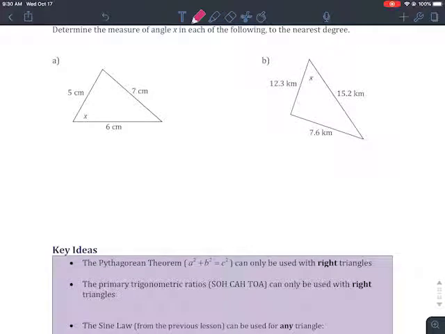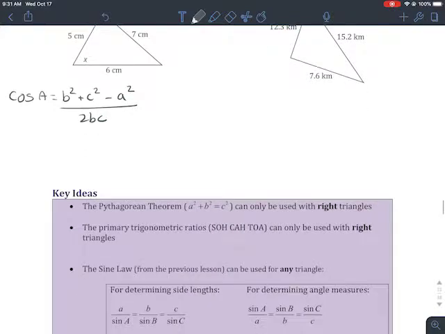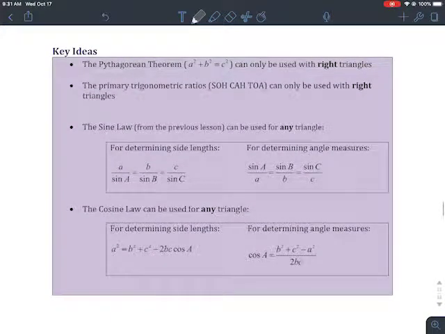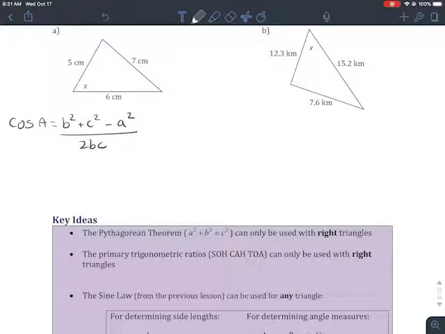Down below, determine an angle. So this time I have all three sides, and I'm trying to find the missing angle. So here's what my formula looks like. Cosine of my angle that I want to find is equal to b squared plus c squared minus a squared over 2bc. Okay, and that formula will be given to you, so no need to worry about a thing. Put in everything we know.